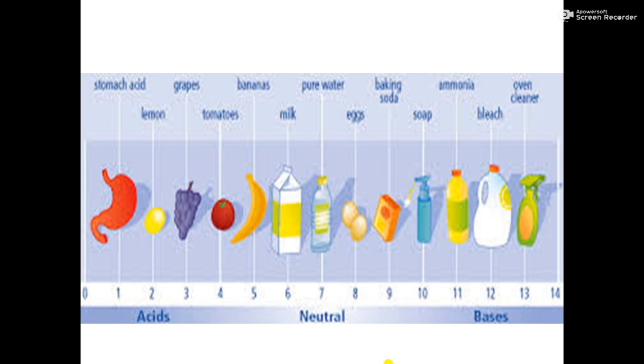But as we go towards the side, towards my left side: tomato, sour; grapes, more sour; lemon is very sour. And stomach acid, do you remember the acid which is present in the stomach is hydrochloric acid. So hydrochloric acid is a mineral acid, and we had already learned earlier that mineral acids are strong acids and they are stronger than the organic acids.